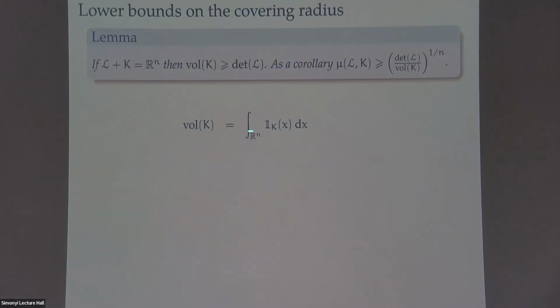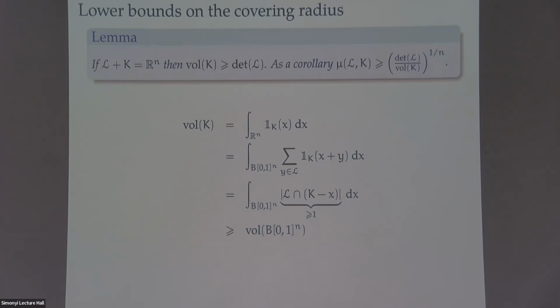The volume we know is the integral of the indicator function of the convex set. By the previous slide, we saw that we have this tiling, and therefore we can write the space as a union of these fundamental parallelepipeds at the lattice points. If you look at this sum, what is this? It's counting how many lattice points there are in the translate of my convex body. By the assumption that it covers the entire space, there's at least one. And therefore this is at least the volume of my fundamental parallelepiped, which is the determinant of the lattice.